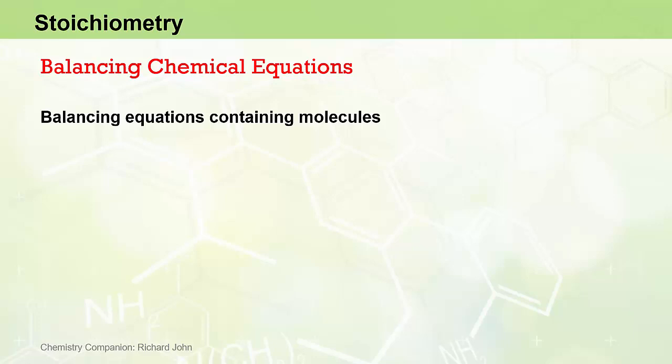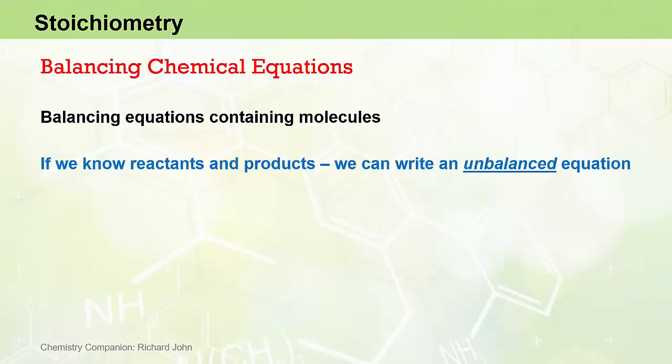If we now turn our attention to balancing chemical equations, then, in general, if we know both the reactants of a chemical reaction and the products of a chemical reaction, we can write an unbalanced chemical equation.